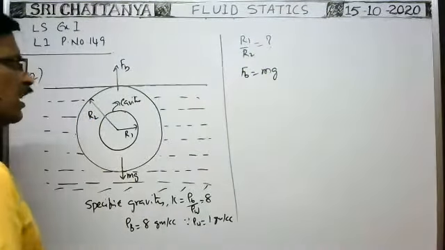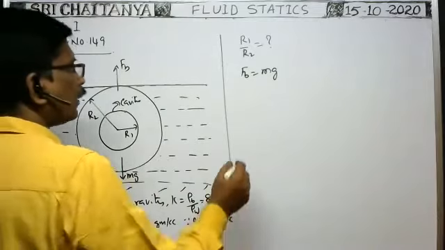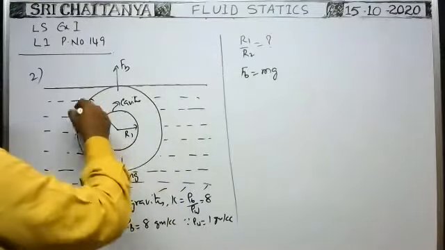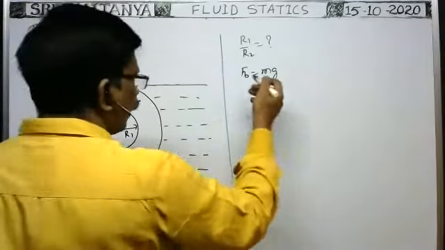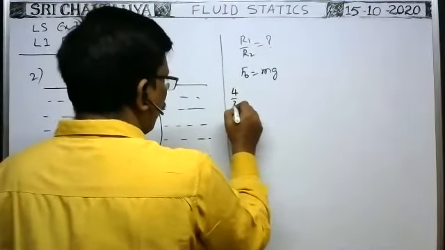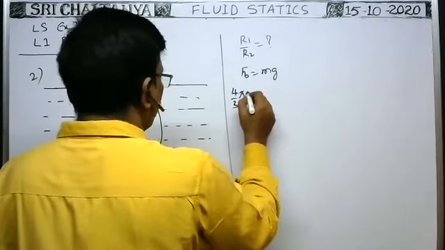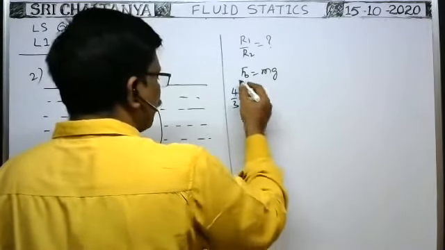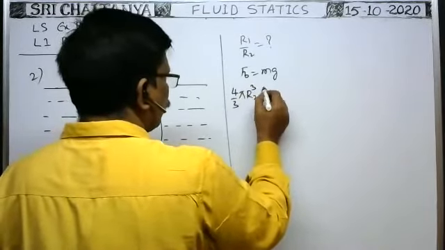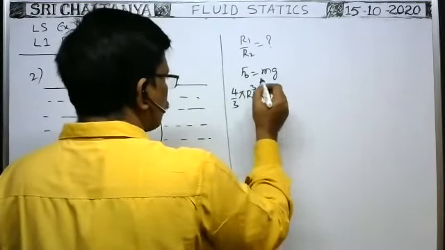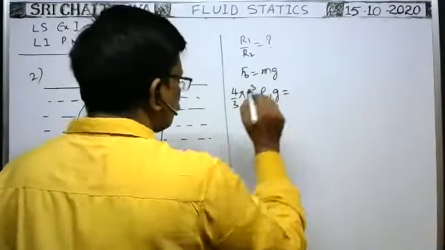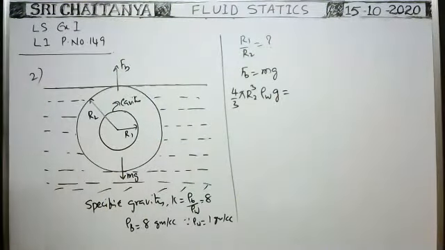What is Fb? Fb means volume of the water displaced. Volume of the water displaced means whatever the outer volume of the sphere, that amount of volume of the water is displaced. That's why volume of the water displaced is 4 by 3 pi into radius cube. Outer radius is R2 cube. It is the volume of the water displaced into density of water rho W, into g, the weight of the water displaced, which is equal to mass of the sphere into g.